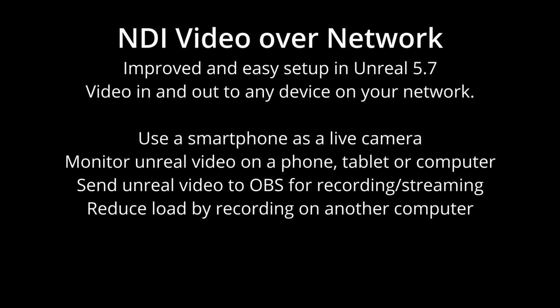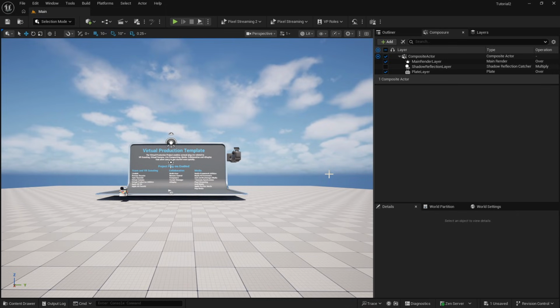Probably the best use for NDI is to use it to send the output of Unreal directly to OBS, where you can record it or live stream it. You can even send the output of Unreal to a completely different computer and run OBS or other streaming software there. This reduces the load on your main Unreal machine. So we'll start off with the basic setup.